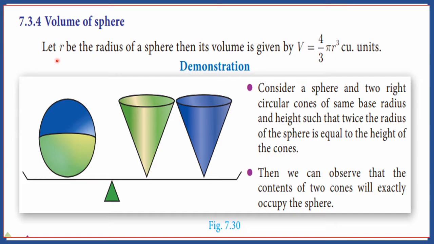Listen, let r be the radius of a sphere, then its volume is given by V equal to 4 by 3 pi r cube cubic units. In our book, it is proved by one demonstration.